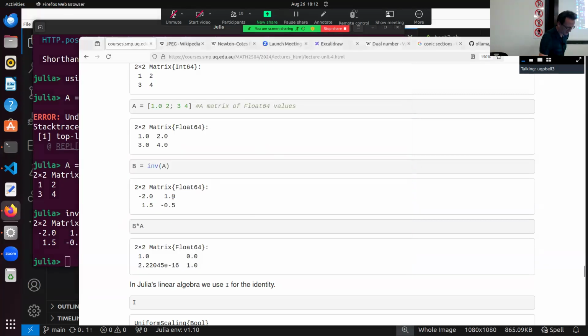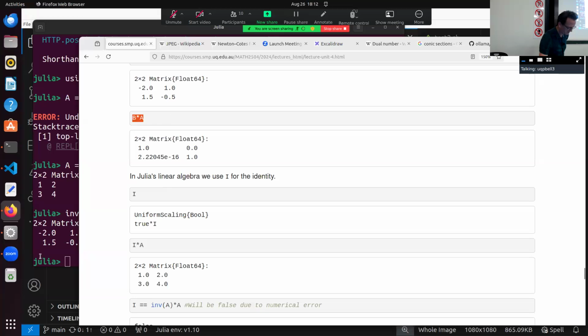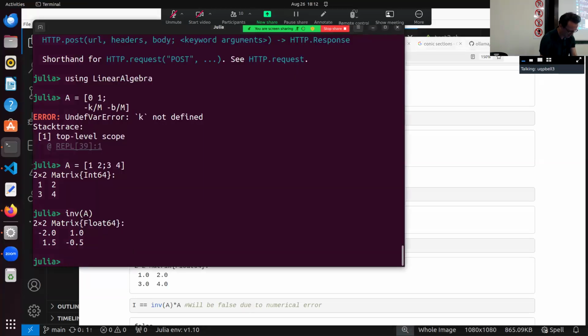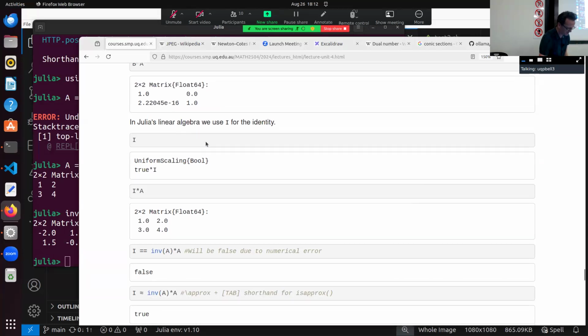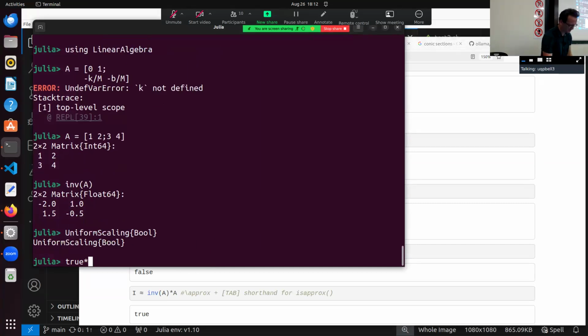So cool. You can do matrix multiplication. I didn't say what B was, so that's going to be problematic. No, I don't have it in my command history. But this one's clever. Uniform scaling. This is kind of a clever optimization. If you're going to do an identity matrix, what are most of the values going to be? 0. So why would you bother making that matrix ever?